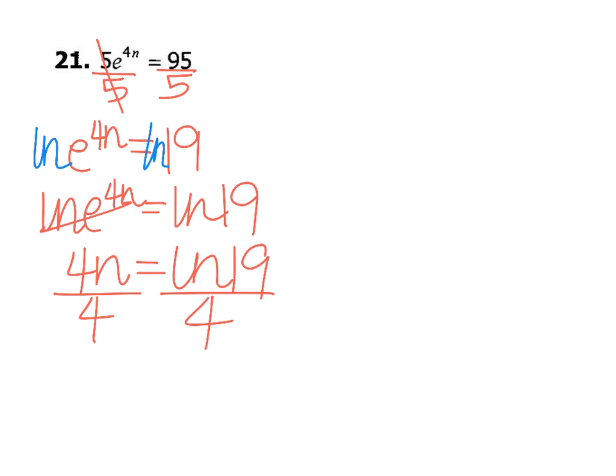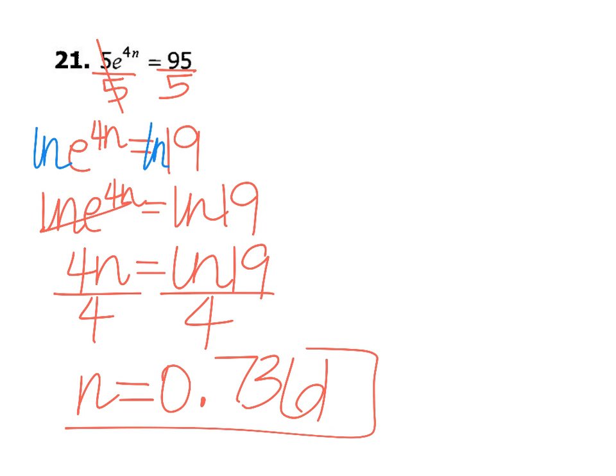and we plug this into our calculator. You would want to plug in ln of 19, or natural log of 19, divided by 4, and you're going to get that n equals 0.7361. And that's our final answer.